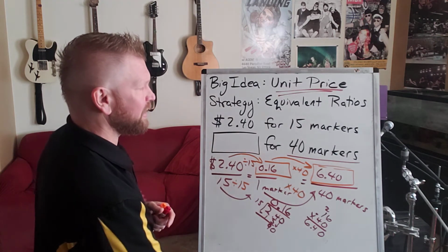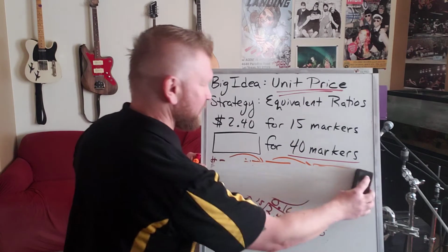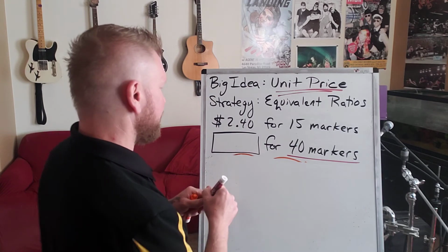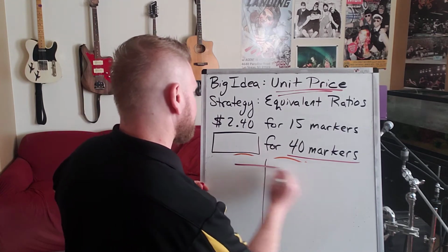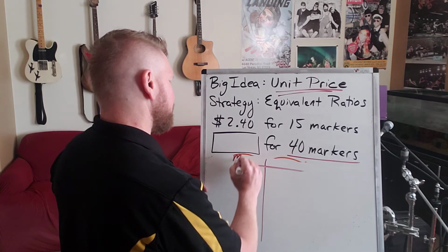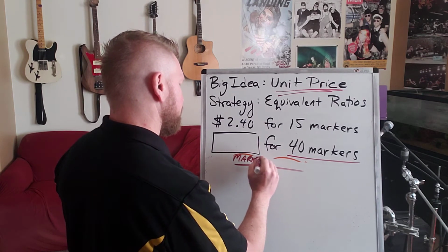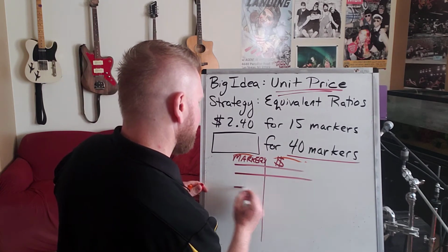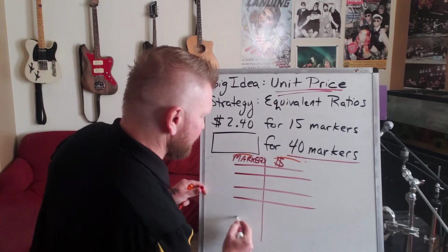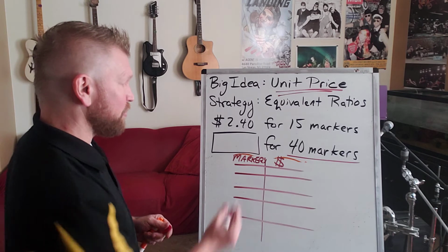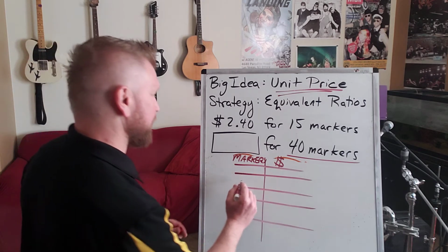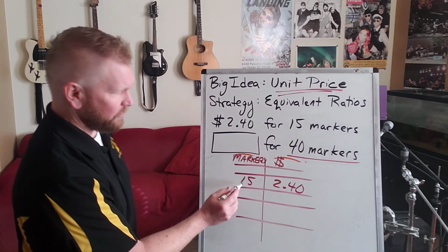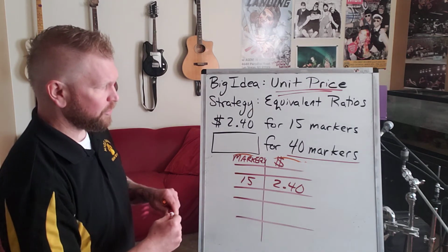I did talk about how maybe we'd look at another strategy, so let's take a look at another strategy. This is going to be to create a table. We've done this with the previous problem. So the table could be how many markers and what is the price. There's a whole bunch of ways that you can make this table. We talked about scaling up and scaling down. I'm going to skip a line there. I'm going to start with the given information. The given information is that 15 markers is $2.40. So 15 for the markers column, $2.40 for the price column.